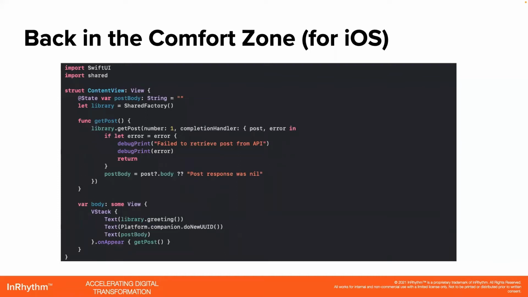So here you can see the getPost method we defined in the module automatically gives us a completion handler with the response type and an optional error. Whenever the view loads, it will quickly display platform information, a random GUID, and call our local getPost method, which updates the post body state variable and gives us some nice lorem ipsum.